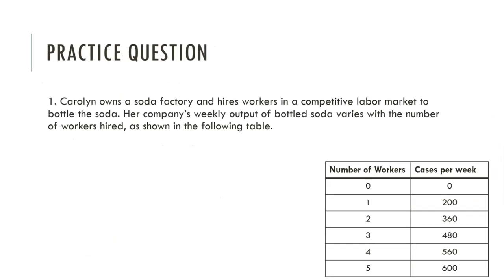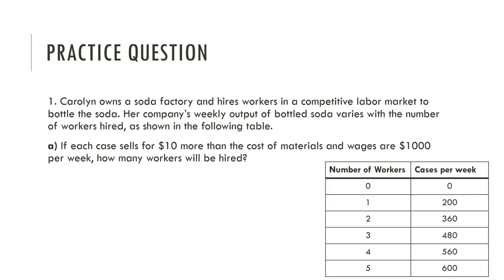Okay, so here's a practice question for you. I want you guys to work on this on your own, pause it, and then I'll go over the answers. So Carolyn owns a soda factory. She hires workers in a competitive labor market to bottle soda. Her company's weekly output changes based on the number of people she has hired, and you can see that in the table below.